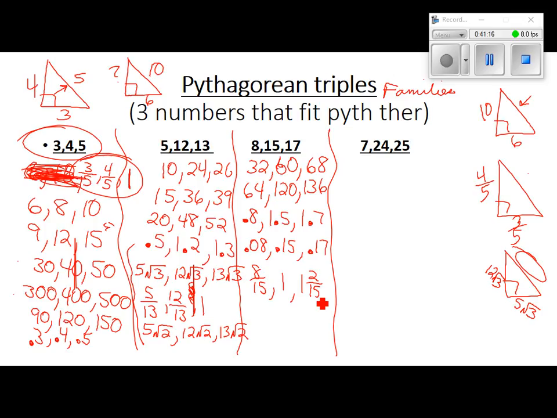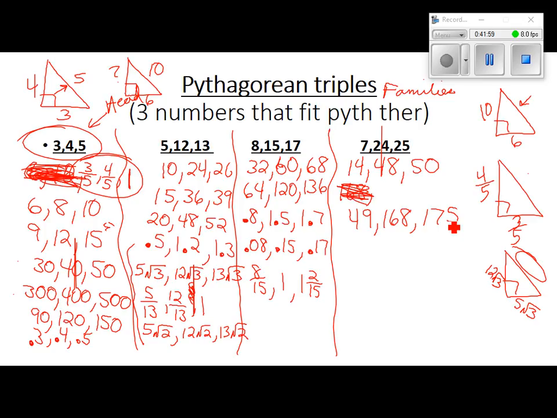How about 7, 24, 25? This is the one that was on the assignment. 14, 48, and 50. That's one that you probably ought to recognize, right? Because it's pretty close to the original there. Usually I call these the 3, 4, 5. You'll hear me call them the head of the family. It's like they're the original member of the family. 49, 168, and 175.